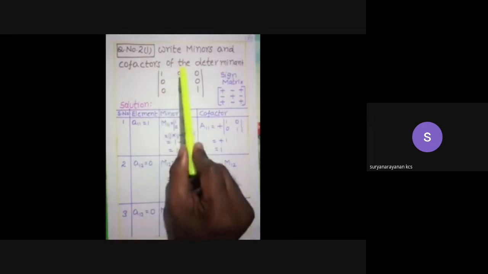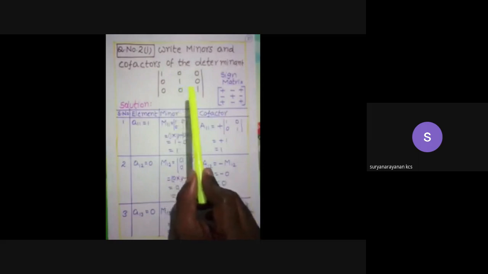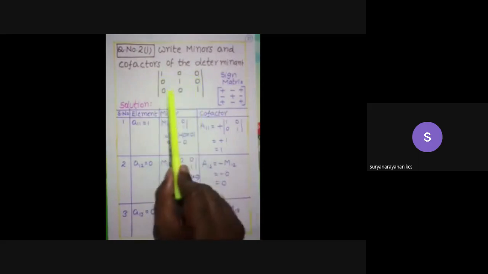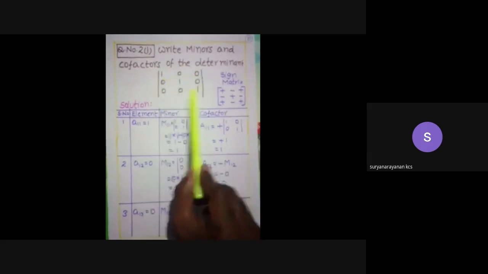Right. Now come to the second element. It is in the first row and second column. So close the first row and second column. What is the submatrix? You will get here 0 0 0 1. Find the determinant of this 2 by 2 submatrix. Then we get a minor of the element 0. Is it clear, my children?